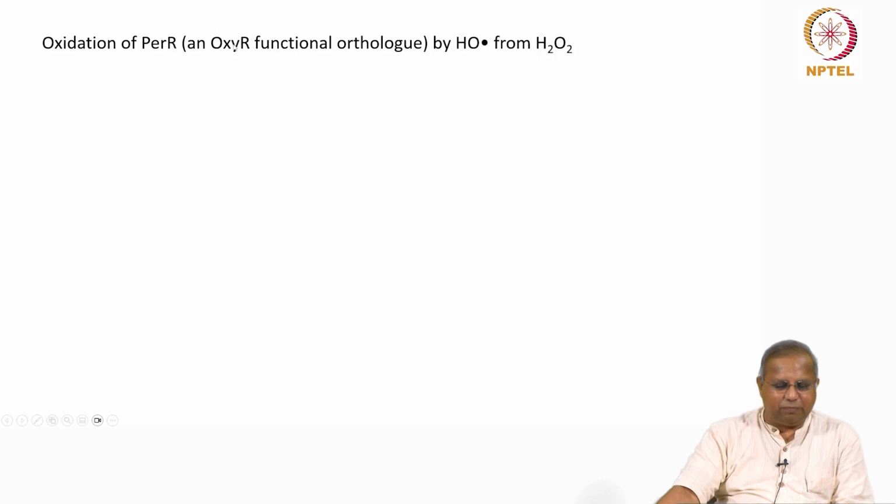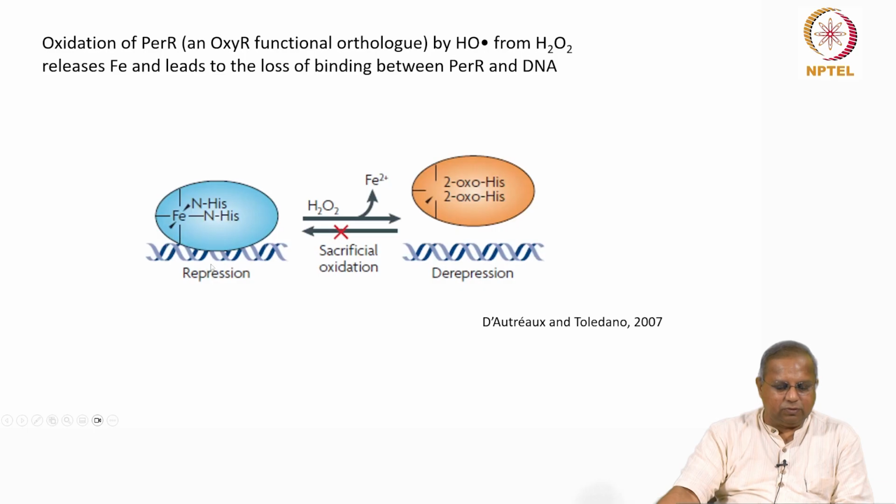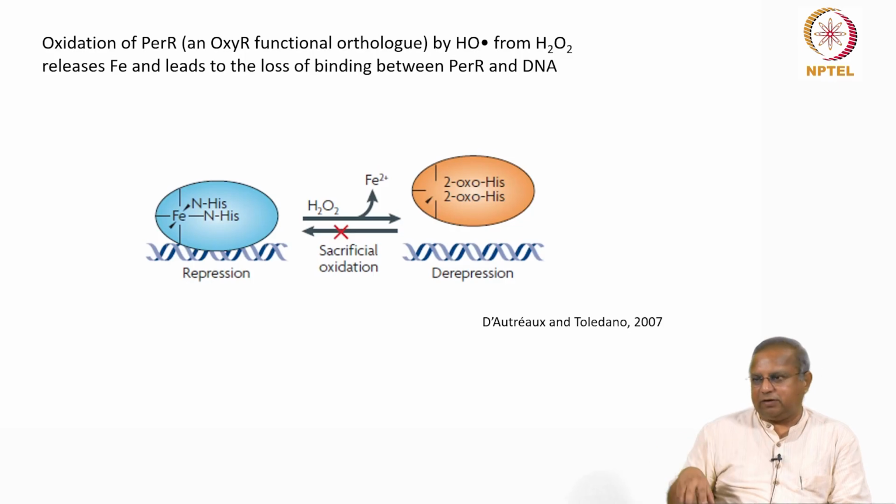Oxidation of PerR by hydroxyl, let us say from H2O2, releases iron and leads to the loss of binding between PerR and DNA. PerR is again a transcription factor. When PerR is bound, there is a repression, there is no transcription. When the oxidation happens, the histidine becomes oxohistidine, the PerR gets released, and then there is derepression. It's just the opposite of a transcription factor being an activator. When there is a release, transcription happens.